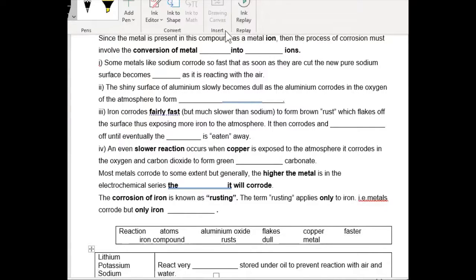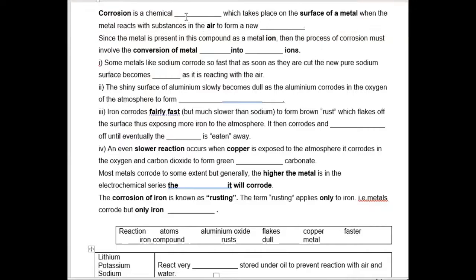Corrosion is a chemical reaction which takes place on the surface of a metal, when the metal reacts with substances in the air to form a new compound. Since the metal is present in this compound as a metal ion, the process of corrosion must involve the conversion of metal atoms into metal ions.